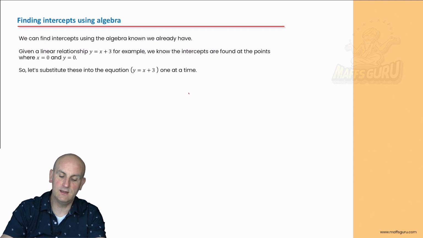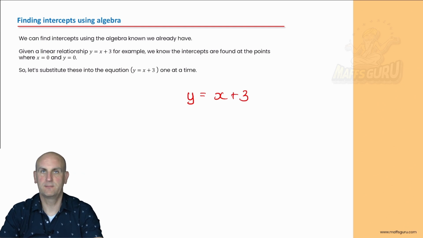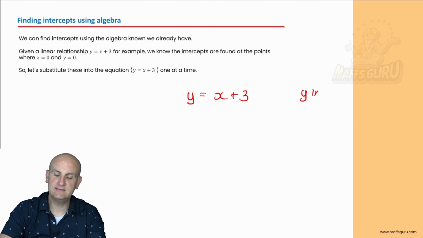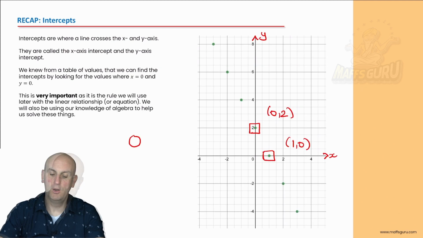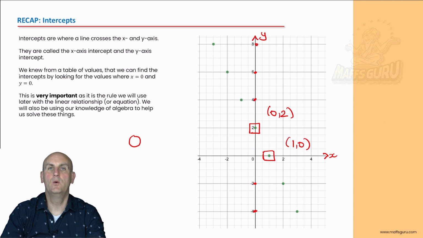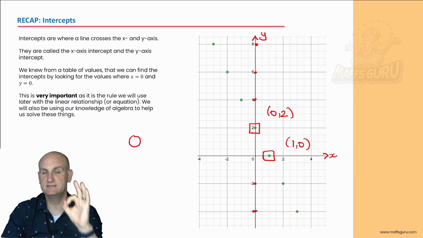So if I have an equation, y equals x plus 3, what do we know about a y-axis intercept? A y-axis intercept always has an x value equal to 0. And if you don't believe me, look at all the points here. Any of these points that I'm drawing on this graph now, if I look at the coordinate values, what are the x values for every single one of those points? It is 0.